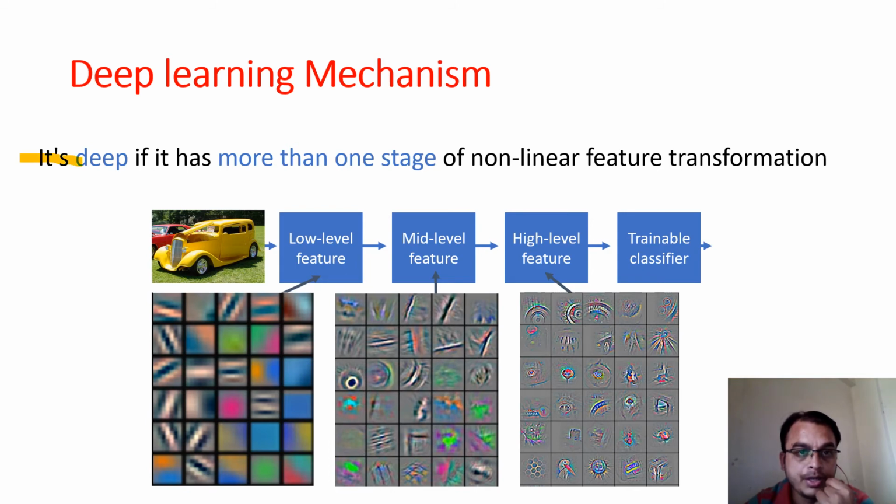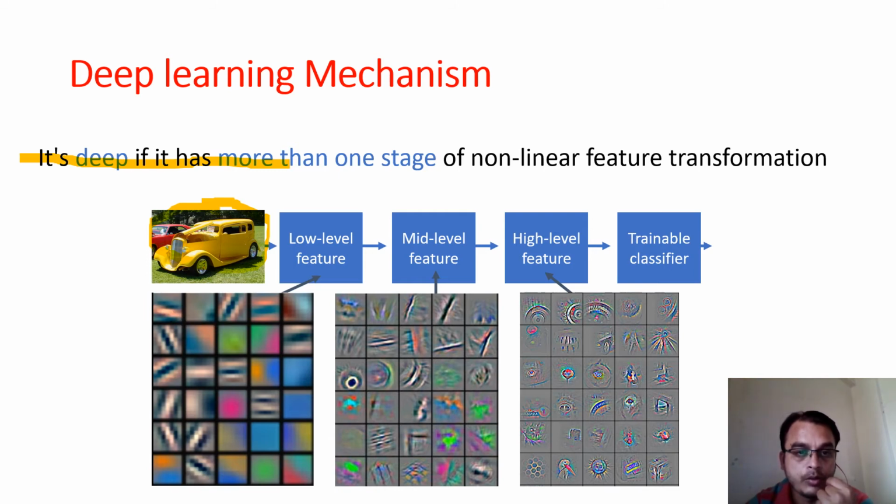What do you mean by deep? Deep is nothing but, if the number of stages is more than one, we call it deep learning. Okay, for this example, the car is given as the input. First it detects low level features. What do we call low level features? Here, the edges. All the edges are detected as the low level features.